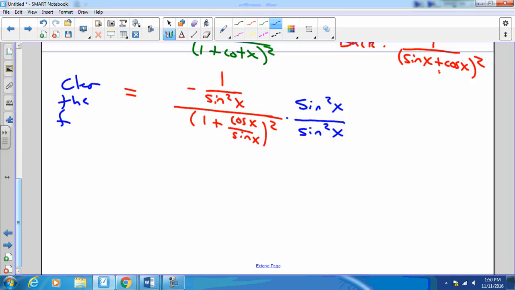So clear the fractions is a slogan that I want you all to adopt because these compound fractions show up a whole lot and we need to be able to handle them.